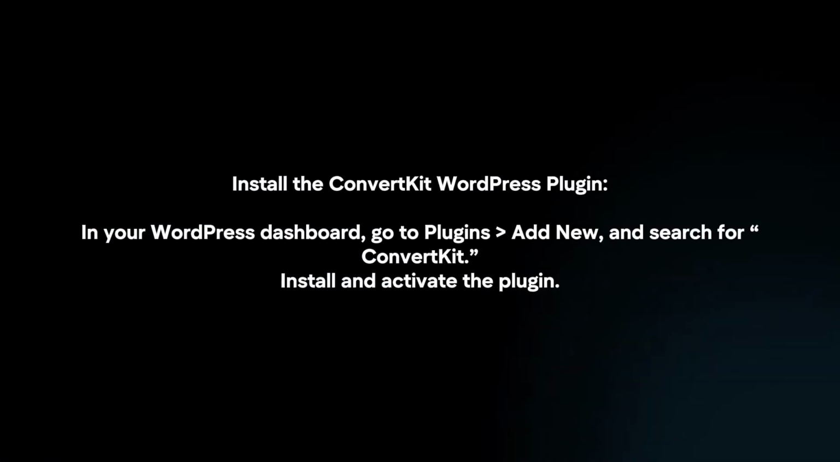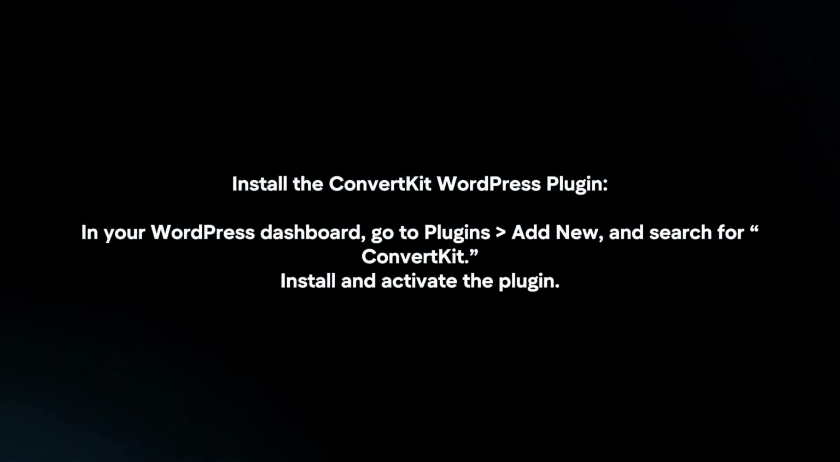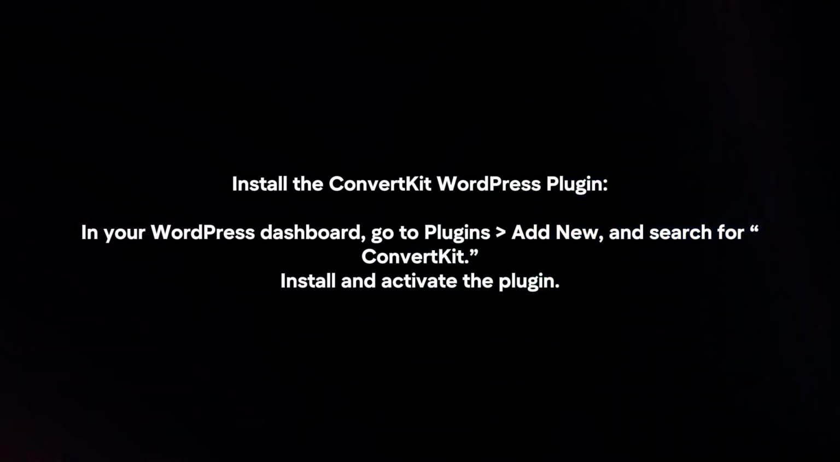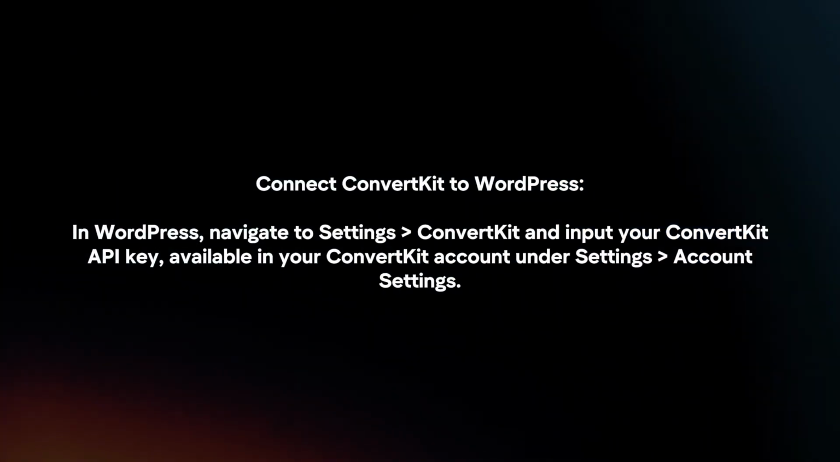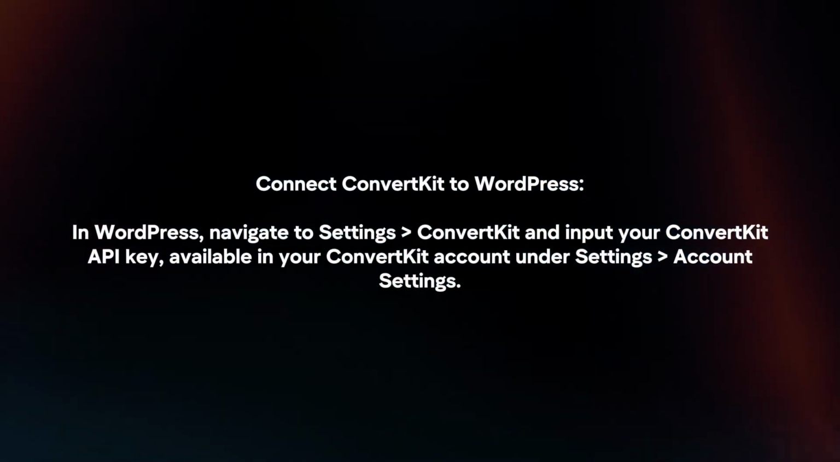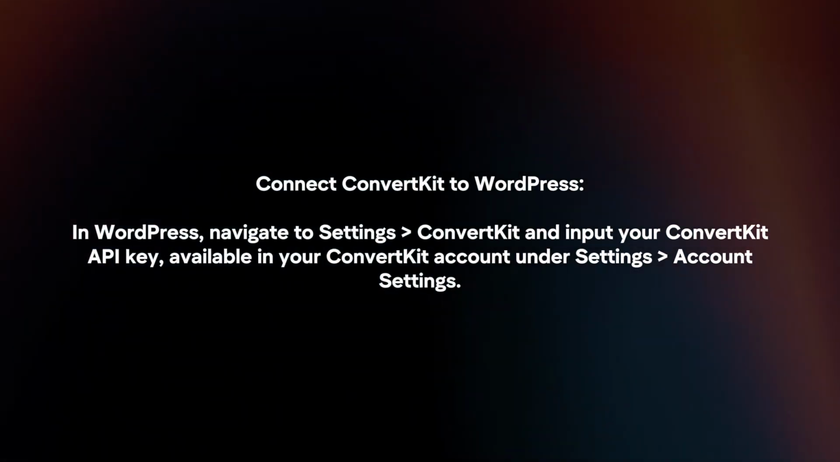Install the ConvertKit WordPress plugin. In your WordPress dashboard, go to Plugins, Add New, and search for ConvertKit. Install and activate the plugin. Connect ConvertKit to WordPress. In WordPress, navigate to Settings, ConvertKit, and input your ConvertKit API key, available in your ConvertKit account under Settings, Account Settings.